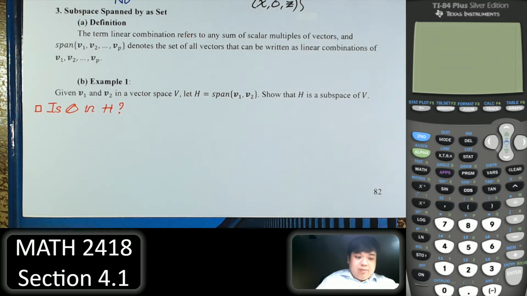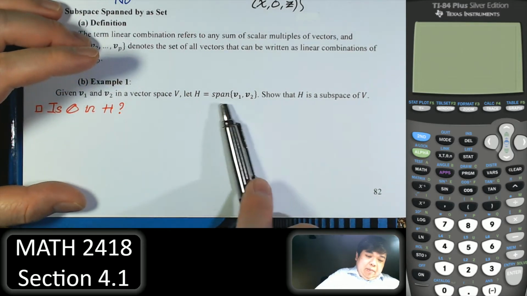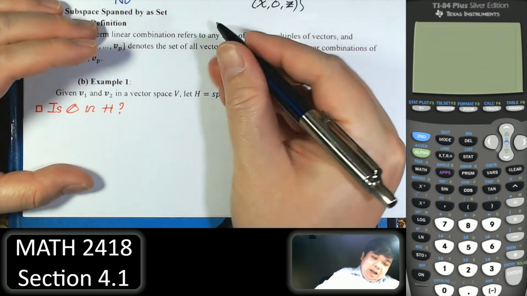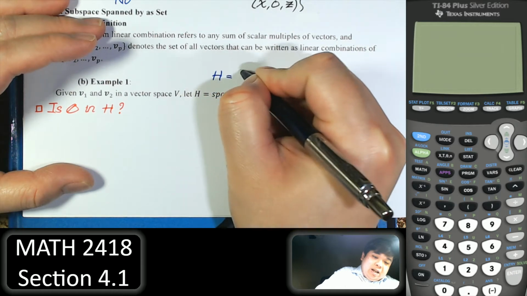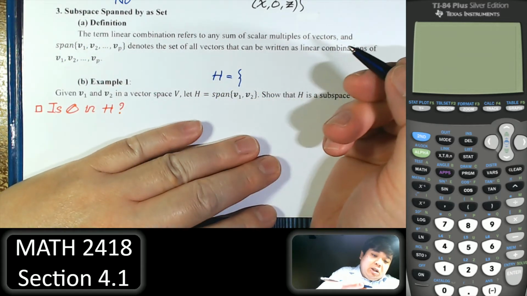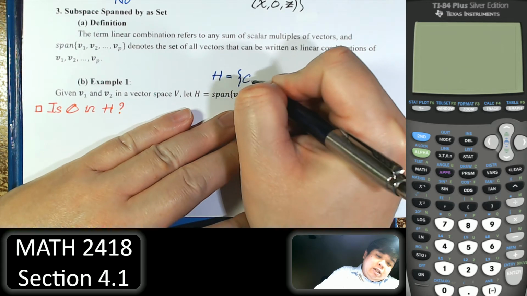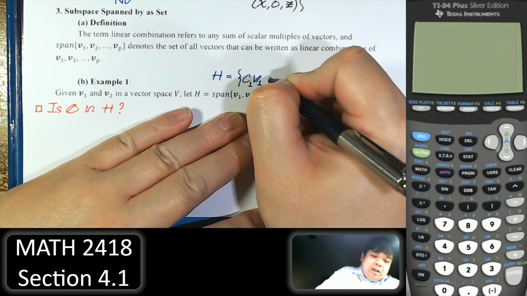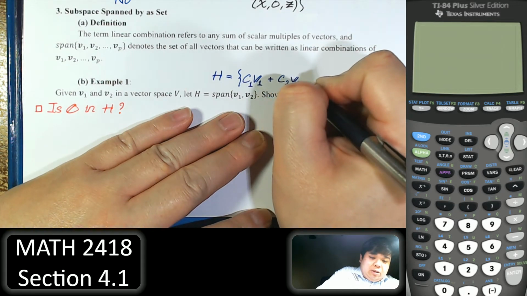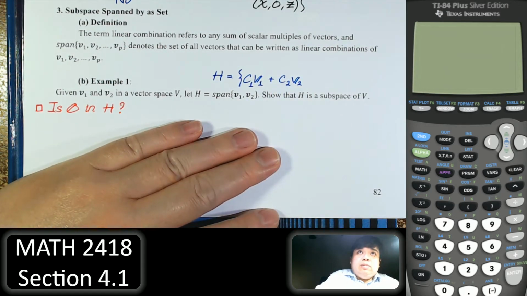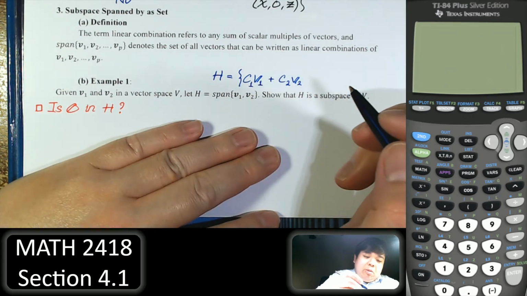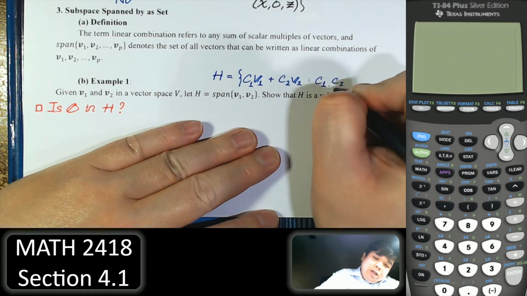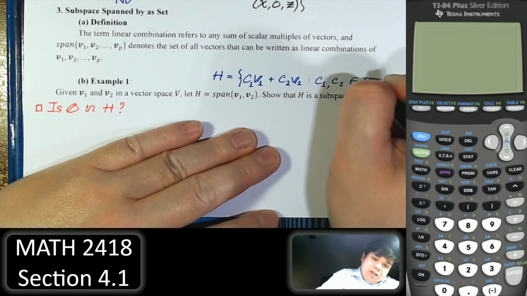So can we do that? By the way, for the span of v1, v2, if we're going to write that out, H will be the set of all the linear combinations of v1 and v2. So we could say C1 v1 plus C2 v2, the set of all of those linear combinations, where C1 and C2 are real numbers.